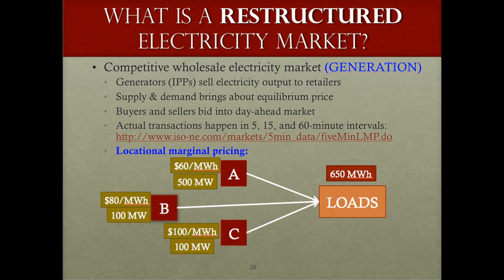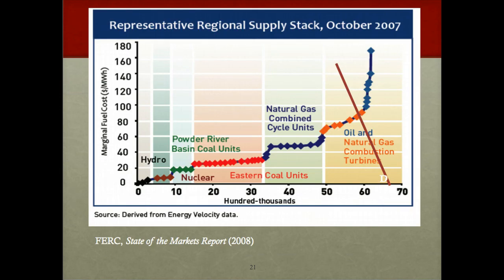If demand increases to 650 megawatt hours, for example, generator C will come online and supply the extra 50 megawatt hours that is needed. In this case, the price of electricity is now increased to $100 per megawatt hour, and generators A and B make a nice profit of $20 per megawatt hour and $40 per megawatt hour, respectively.